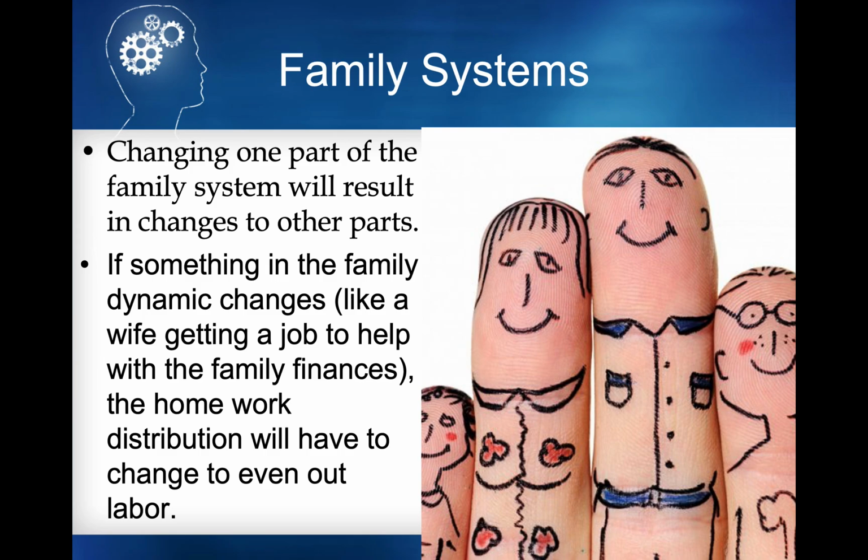Changing one part of the family system will result in changes to other parts. If something in the family dynamic changes, like a wife getting a job to help with the family finances, the homework distribution will have to change to even out labor. And of course, this happened in my own family.